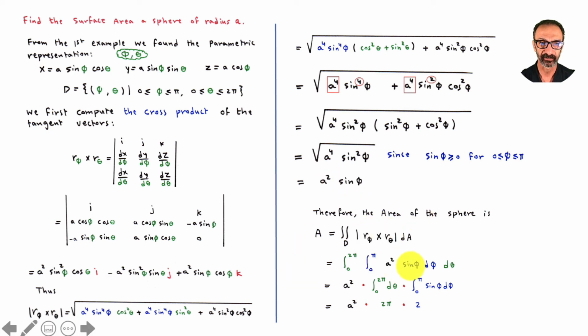Put it down here. dA means d phi d theta because those are my parameters. We have phi goes from 0 to pi and theta goes from 0 to 2 pi. I could take a squared out. I could take d theta by itself because this has no theta in it. Integrating, finishing it, I have 4 pi a squared as expected. Let's move on. I still have more.